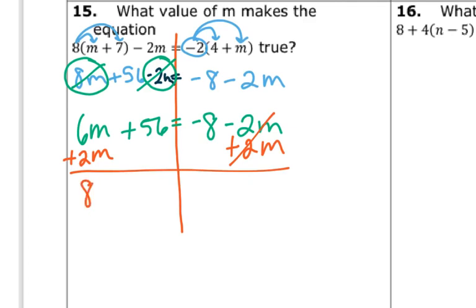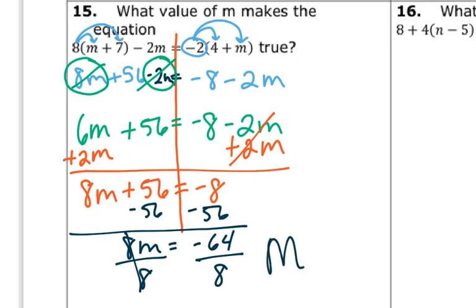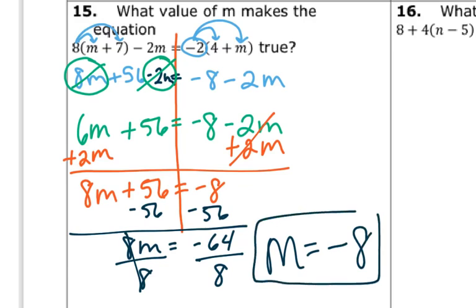6m's and 2m's is 8m plus 56 equals negative 8. Easy, two-step equation, subtract 56, subtract 56. 8m equals negative 64. Get m by itself by dividing by 8. Easy. So m equals negative 64 over 8 is negative 8. So try that same idea with number 16.